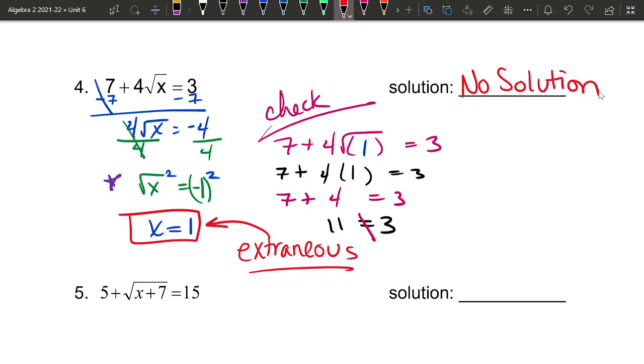Now, if you were asked what is the extraneous solution, then the answer would be x equals 1. So it does matter what you're being asked. Are you being asked for a solution or an extraneous solution? Most of the time you're being asked for the solution. In that case, the answer would be no solution. But in the rare case that you're asked for an extraneous solution, that would be x equals 1. But that's solving square root equations.